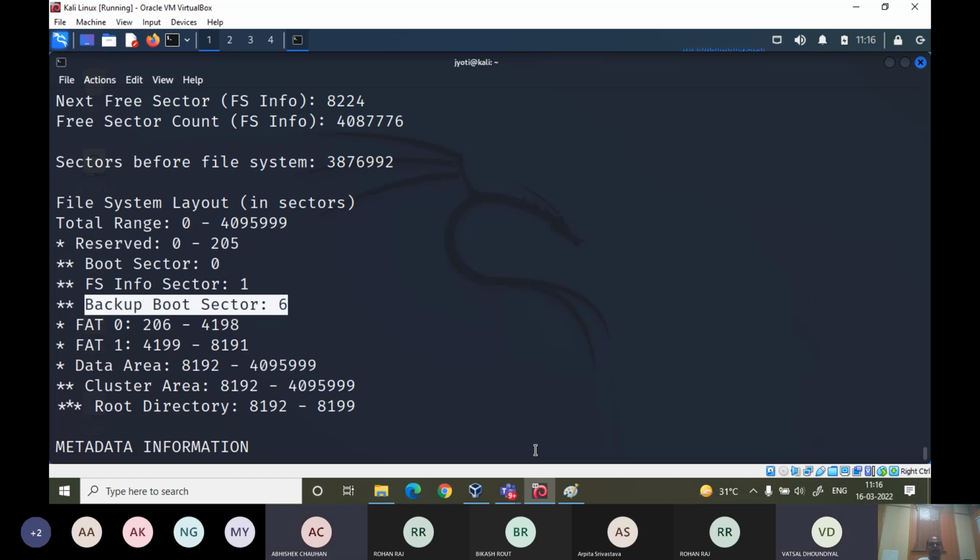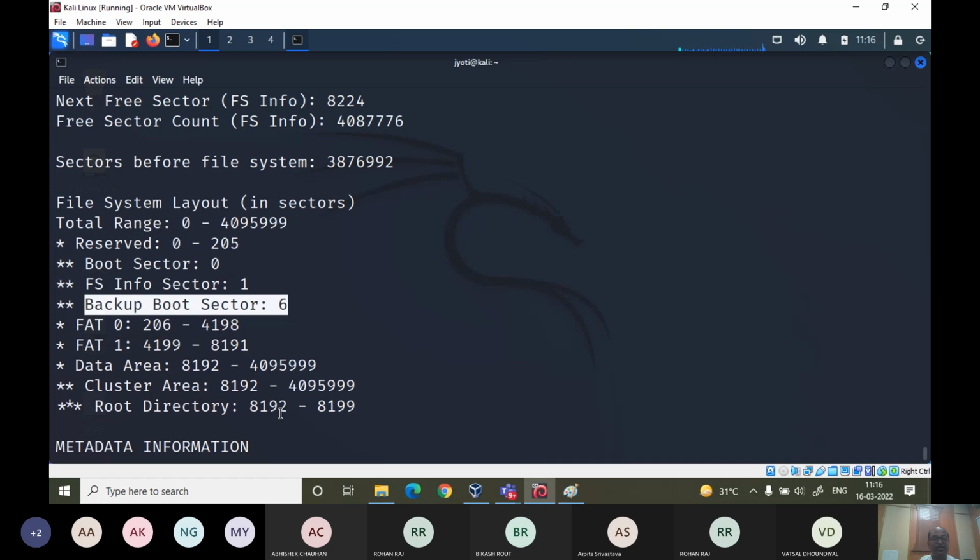Yes, sir. Again, here you can see there are two FATs. One FAT goes from 206 to 4198. The other goes from 4199 to 81. Again, the FAT is the same as what we discussed in the last one. We have a data area starting from this to this, cluster area starting from this to this, and then the root directory.